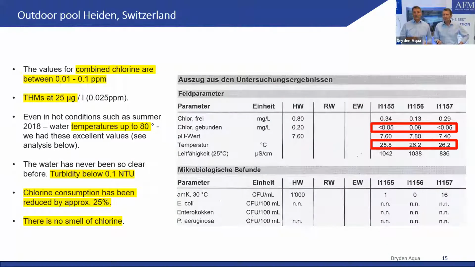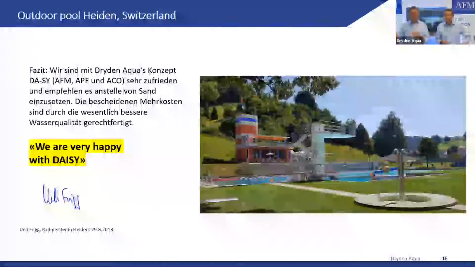With 3,000 to 4,000 people using the pool, never a problem. Also with the THMs, 25 for an outdoor pool is more than acceptable. The limit is 50, so all good. Turbidity below 0.1, you can't have it better. And reduced chlorine consumption, clear.